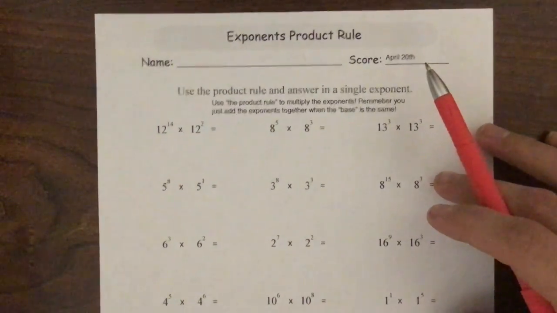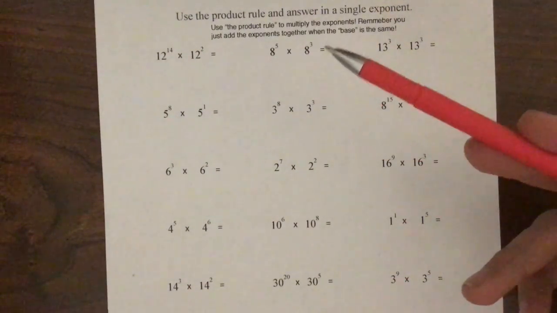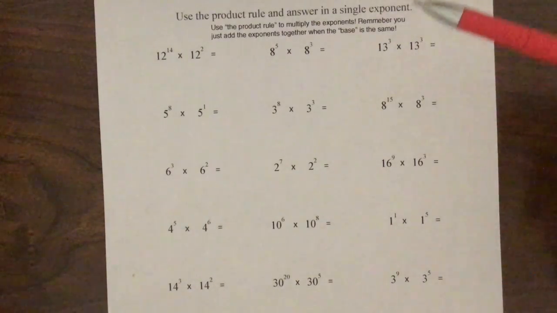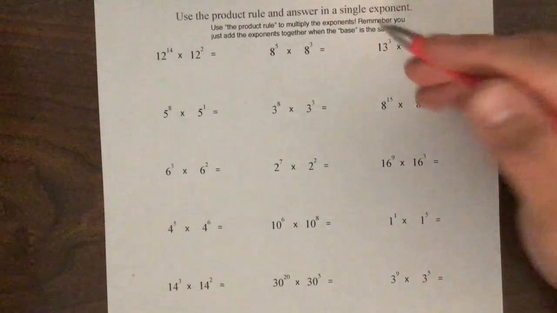So what I'm going to do here is I'm going to help you guys with this middle column, and I'm going to leave this first and third column for you guys to do by yourselves, okay? Because once you get the hang of this, it should be a little bit easy, okay?